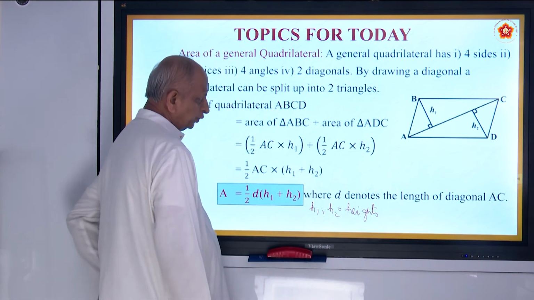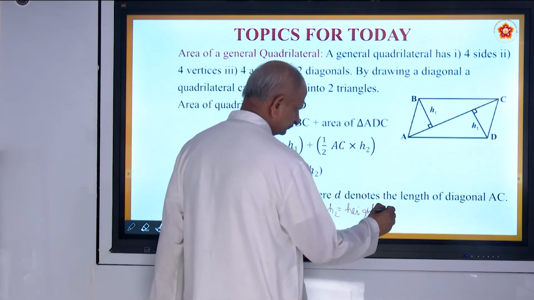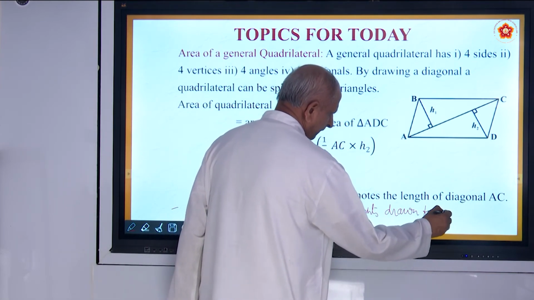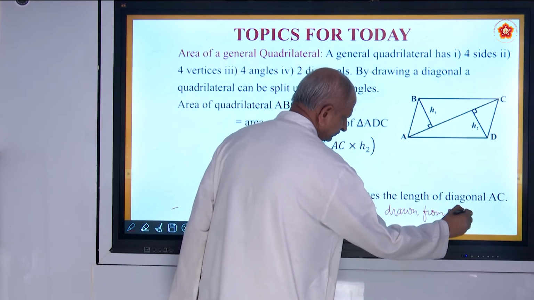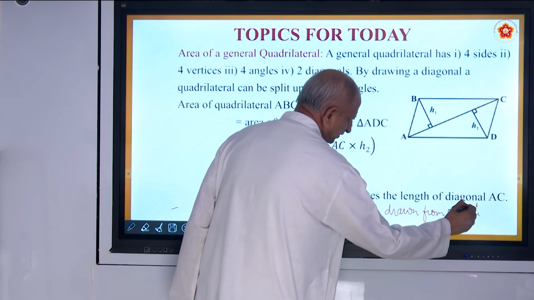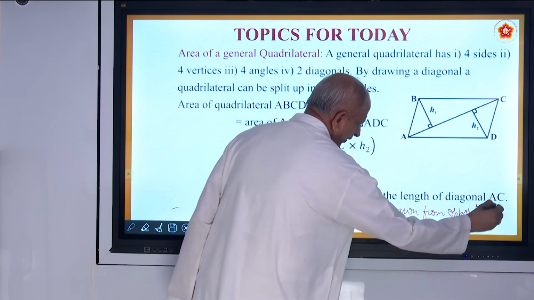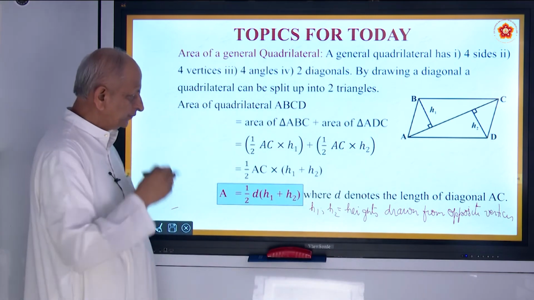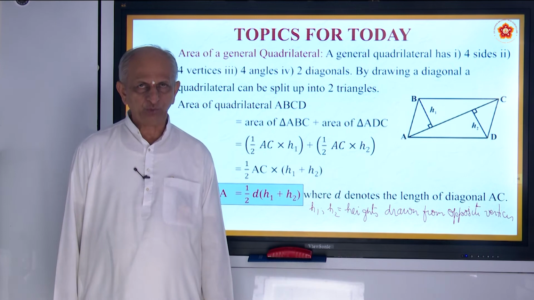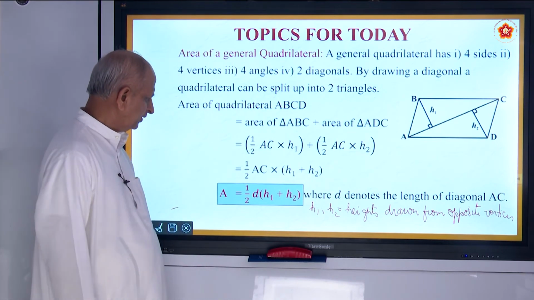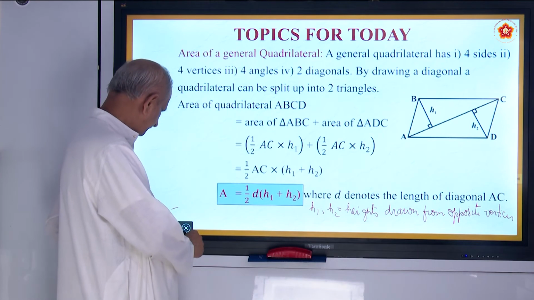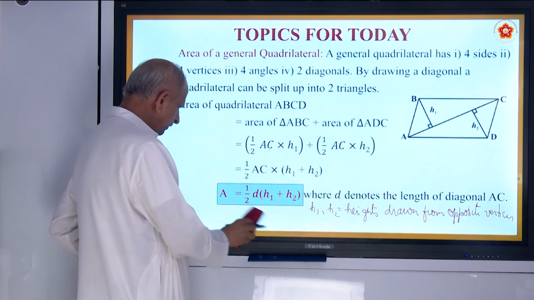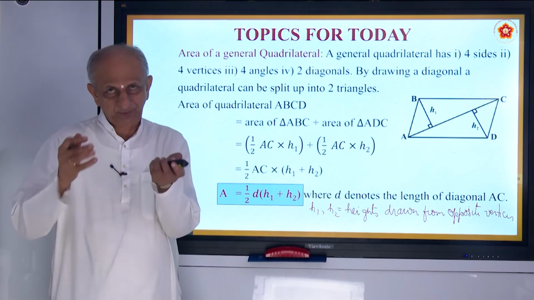Or you can say altitudes drawn from opposite vertices. What are opposite vertices here? One is called A, another is called D. So H1, H2 are the heights or altitudes drawn from opposite vertices. So a very beautiful formula, and that is A is equal to D into H1 plus H2. You must tell it 10 times.